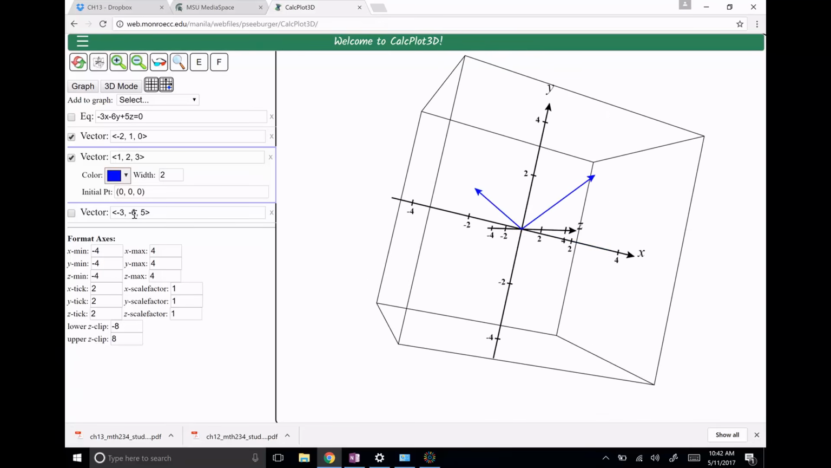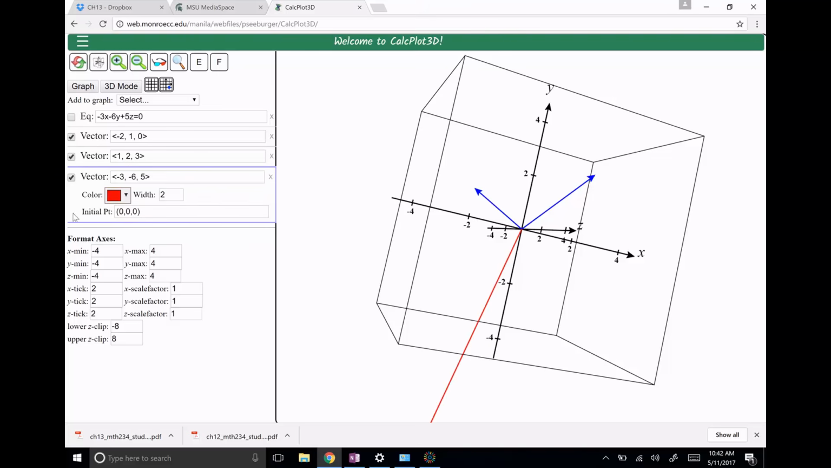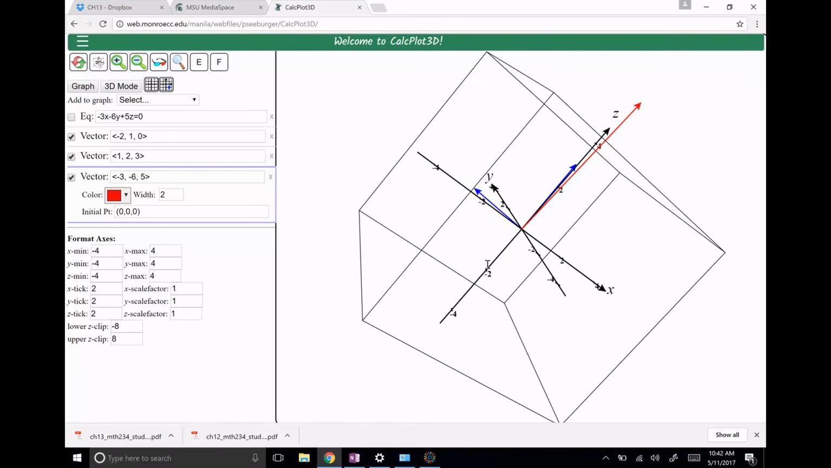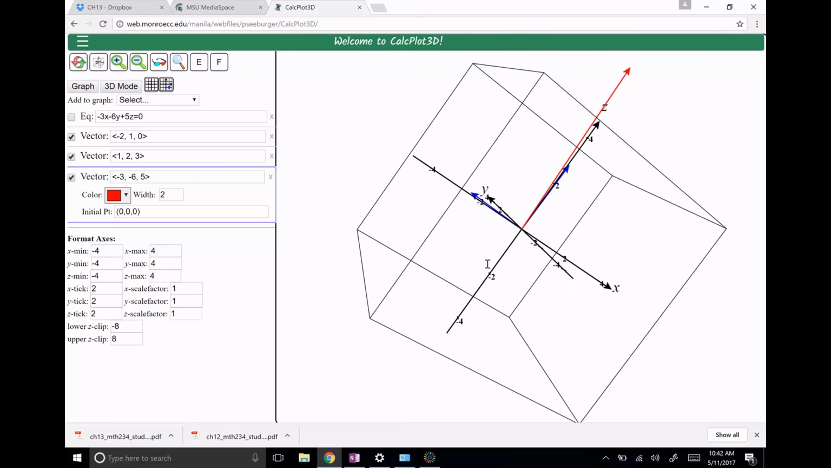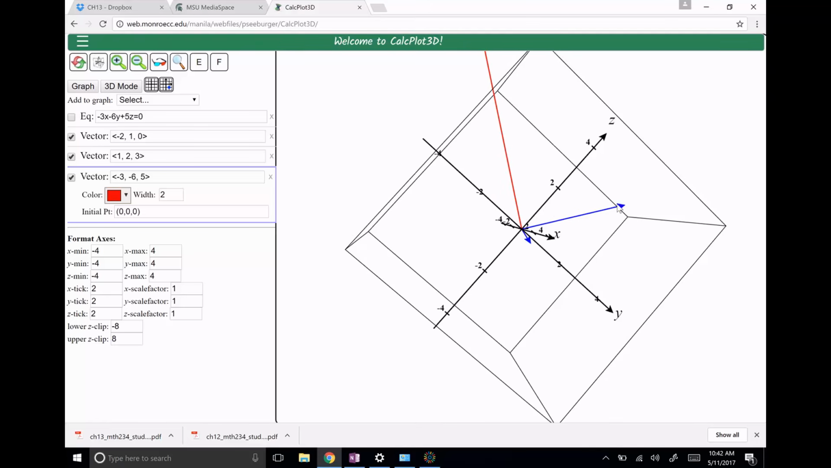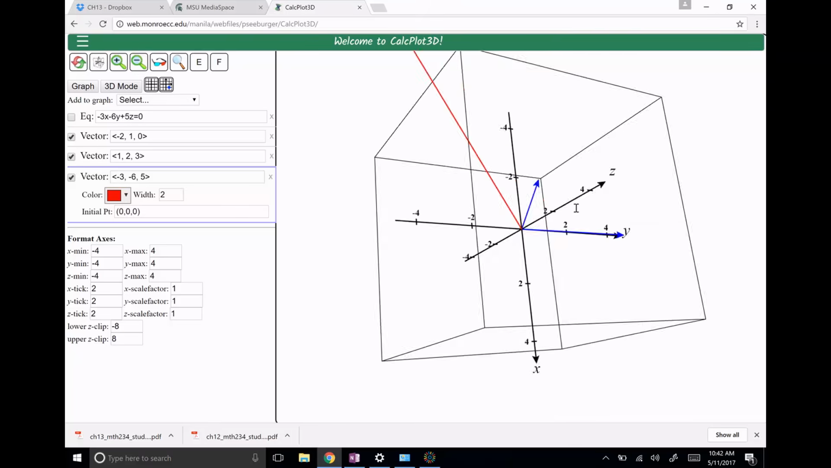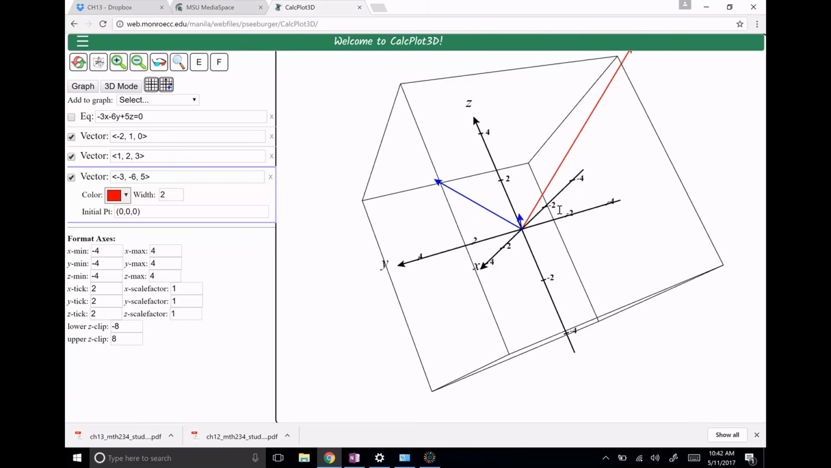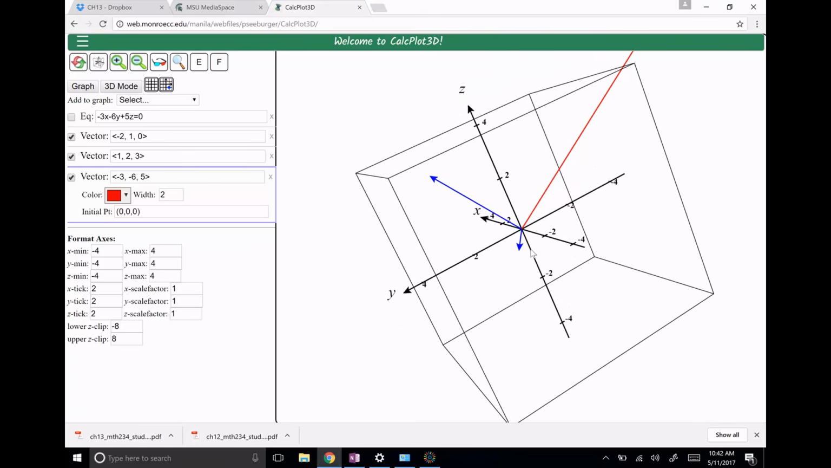Our answer was -3, -6, 5, and I can go ahead and graph that. You can see it's in red now. It may be a little bit hard to see, so maybe we can rotate this around a little bit. But the idea is that this red vector is at a 90-degree angle to both of our vectors. Maybe here you can see it's at a 90-degree angle to that one, and here you can see it's at a 90-degree angle to the other one. It's sometimes hard to see this. We can rotate it around, and maybe you believe me that this is actually at a 90-degree angle to both of these.